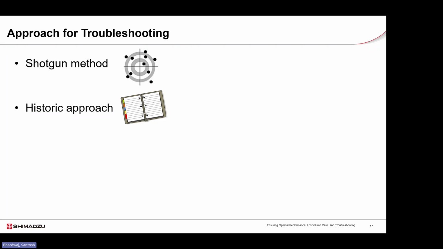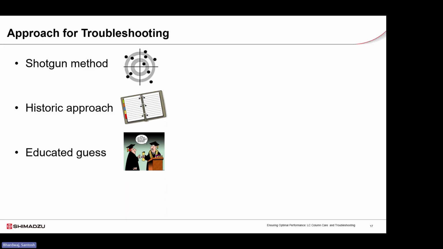Second is the historical approach. This is often the first and very important step. You review past information such as previous user, type of sample, mobile phase used, column used. This can help identify possible causes. However, it only works well if good records or logbooks are available.